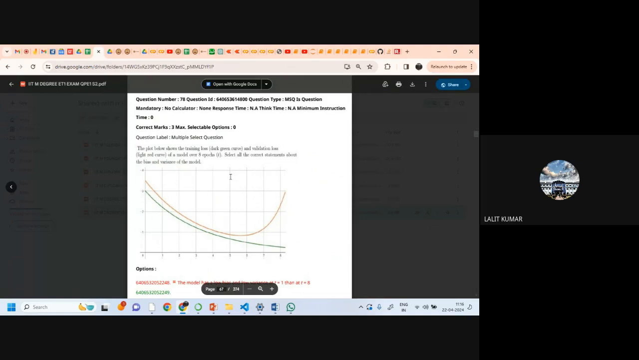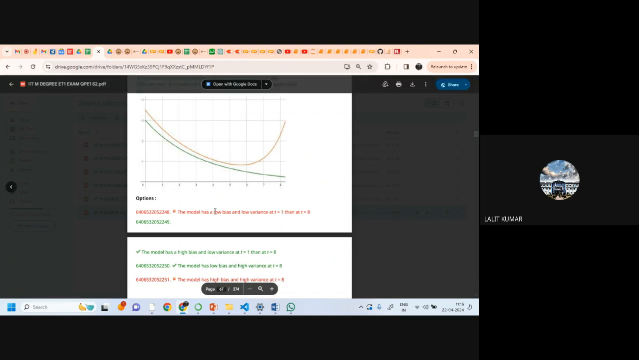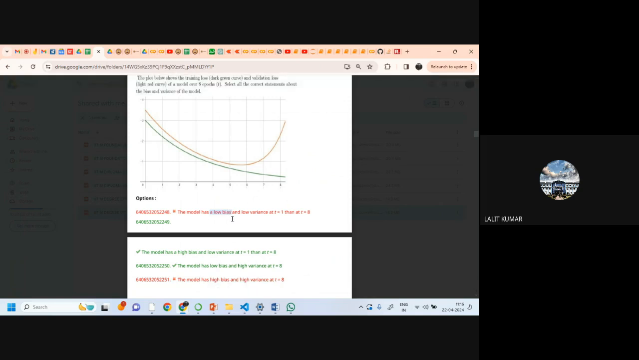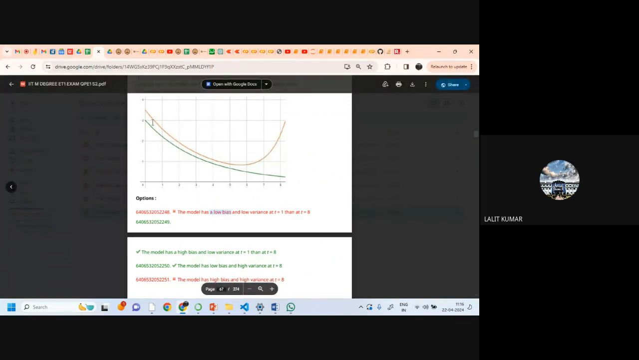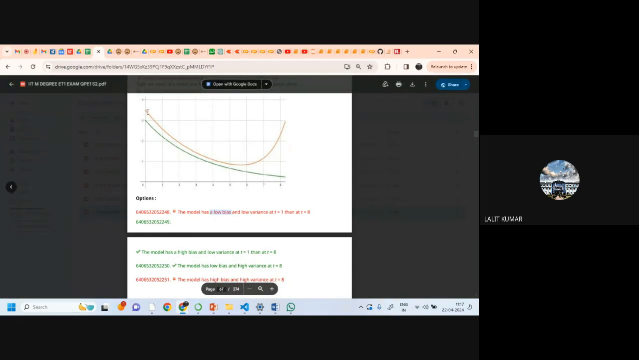So with this, we check the statements. The model has a low bias and low variance at t equal to 1, then at t equal to 8. This is false because at t equal to 1, bias is high. The model has a high bias and low variance at t equal to 1. So that I was saying, here high bias and low variance.